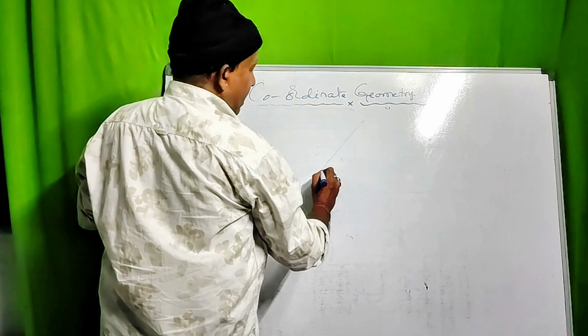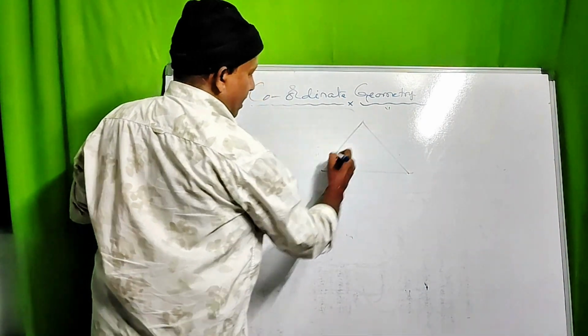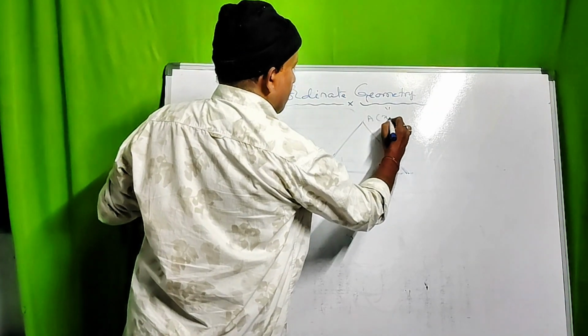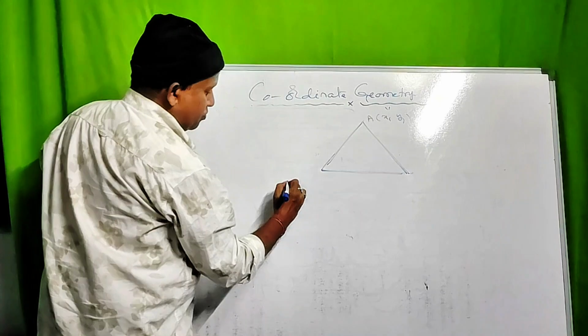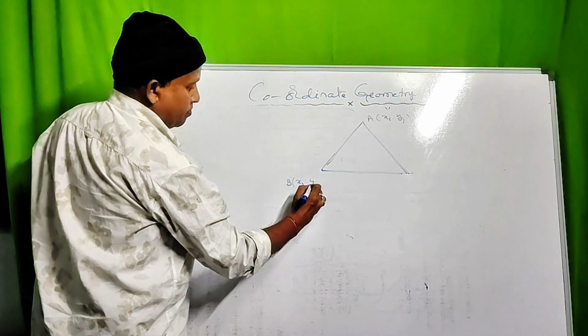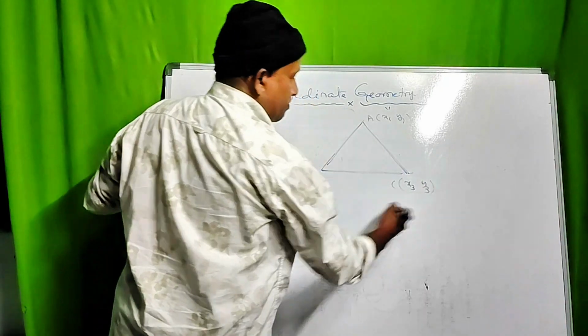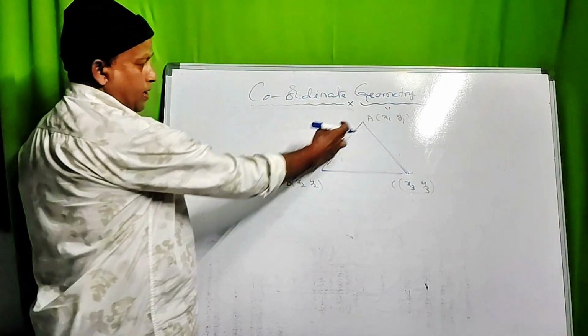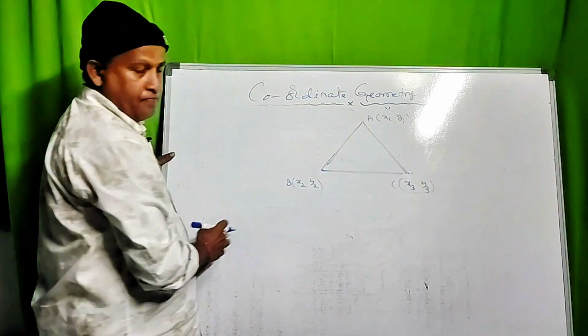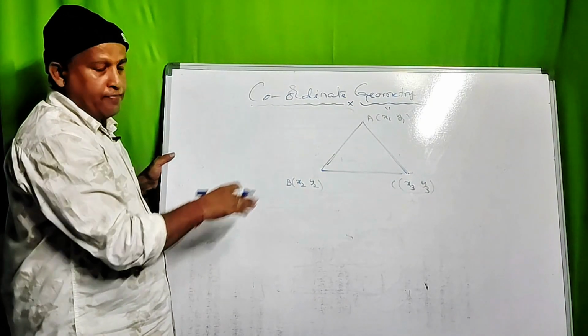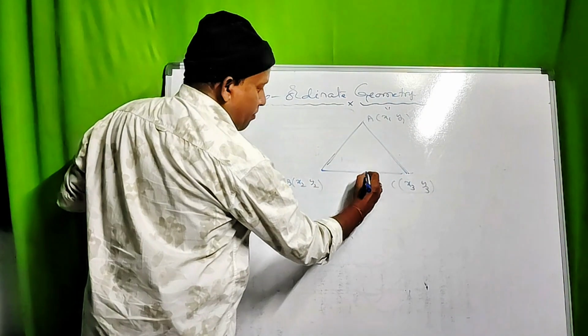For example, here A(x1, y1) is there, right? It's a triangle. And B(x2, y2), and C(x3, y3). A, B, C is very, very important. All of you please listen. We are going into some more depth. D is nothing but what? The midpoint.